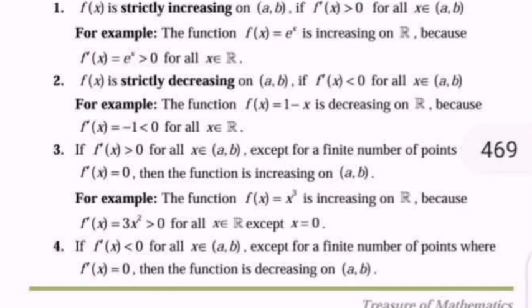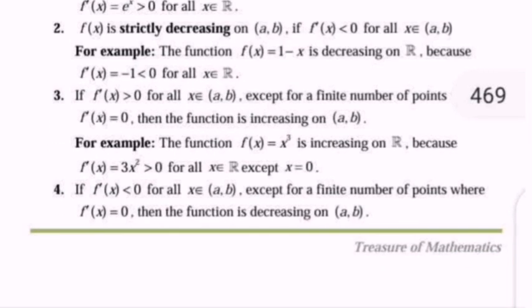Now, f of x is strictly decreasing on interval AB if f dash of x is strictly less than 0 for all x belonging to the open interval AB. An example of a strictly decreasing function is f of x equal to 1 minus x. Now if we differentiate this function, we get f dash of x equal to minus 1. Minus 1 is less than 0 for all x belonging to R.